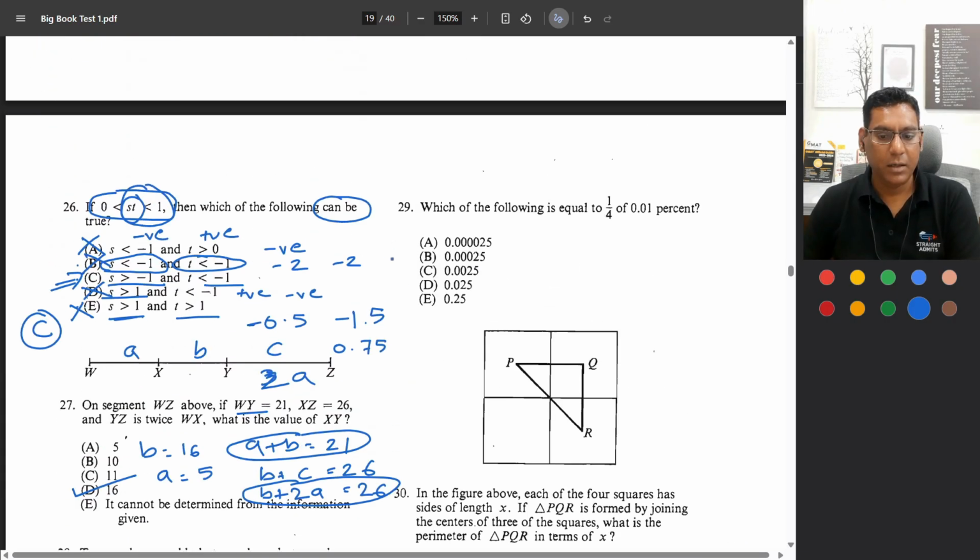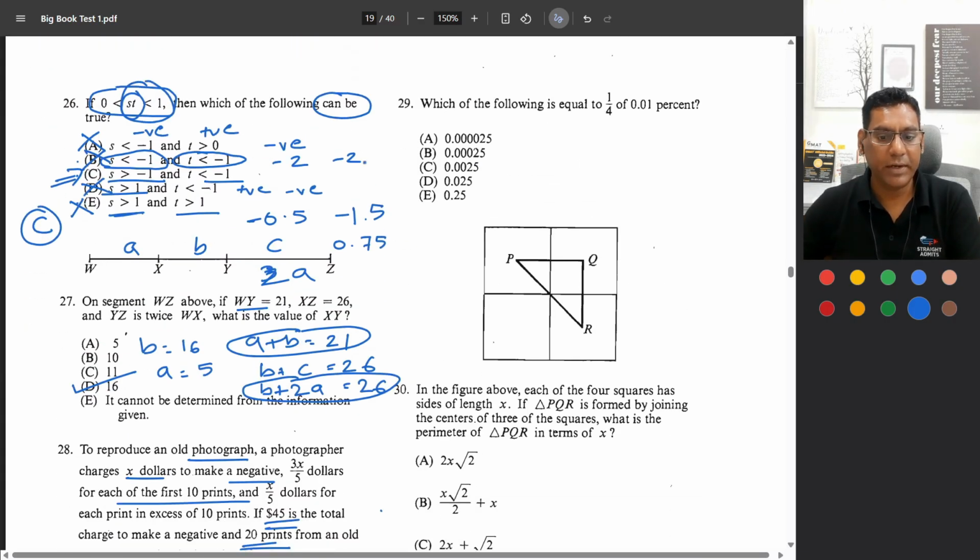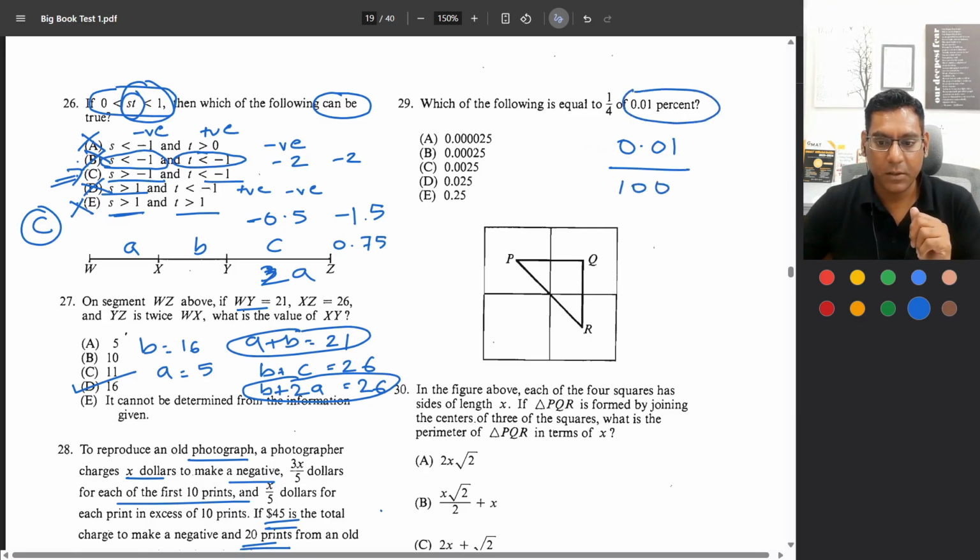Okay, let's move on to question 29. Which of the following is equal to 1/4 of 0.01%? Let's first write down what is 0.01%. What is 5%? 0.05, correct? So 5 divided by 100. So we are basically dividing it by 100. So this is 0.01%. 1/4 of that is this.